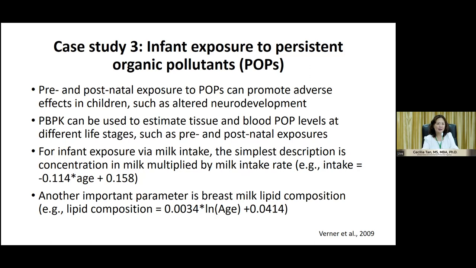And then PBPK, again, is a very powerful tool that you can use to predict tissue and blood concentration at different life stages. So earlier we showed that you can use a pregnant model plus a fetal compartment to predict fetus concentration. You can also, in this case, use a PBPK model with two individuals. One is mother, one is infant, and then you expose the mother to a chemical, and then the milk goes to the infant to simulate infant exposure.